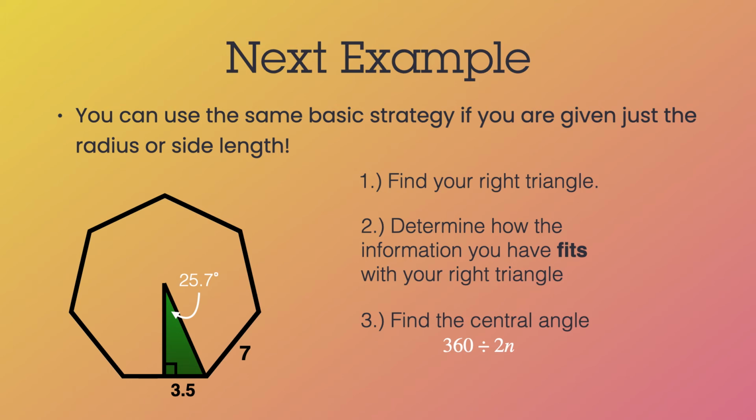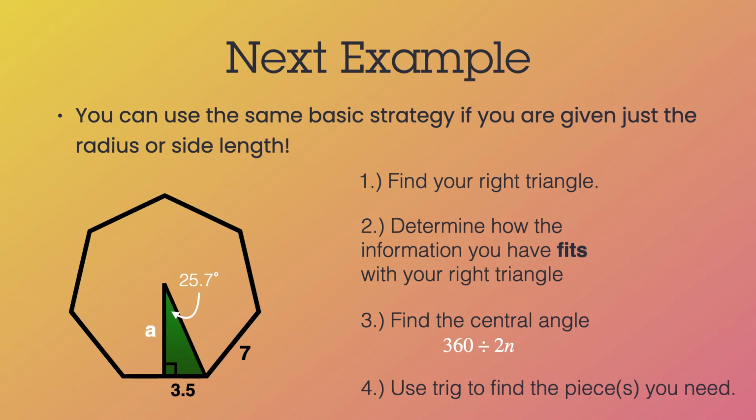Once you have your angle and one of your sides, then we can use trigonometry to find the piece, or pieces, that you need. We only need one more piece. We don't actually care how large the radius is. The radius isn't going to help us with our area of a polygon formula. What we need is the apothem.